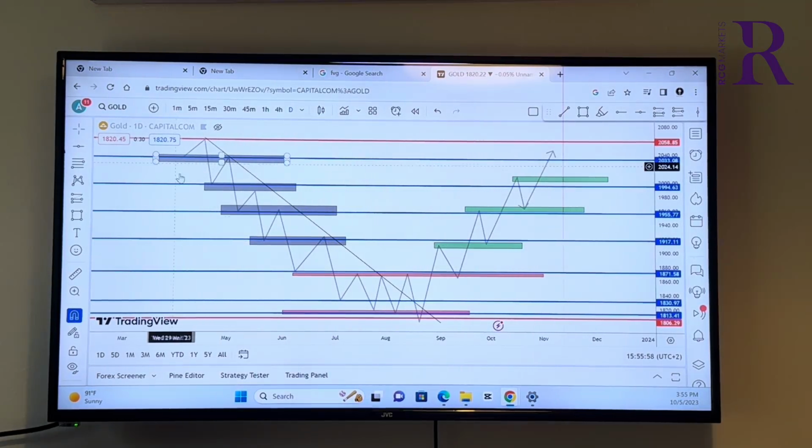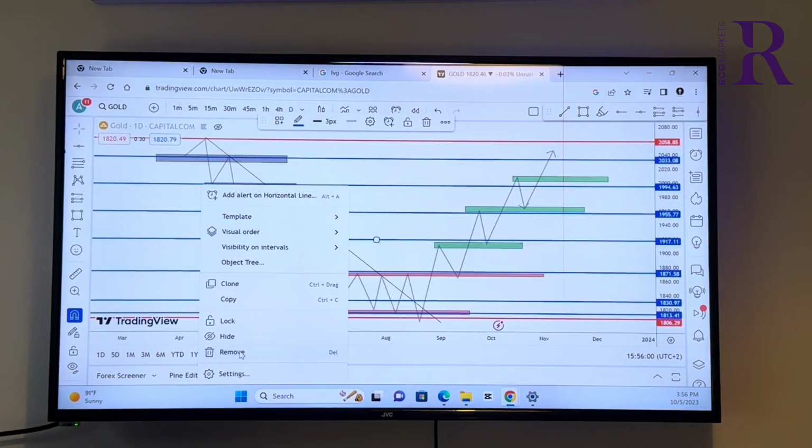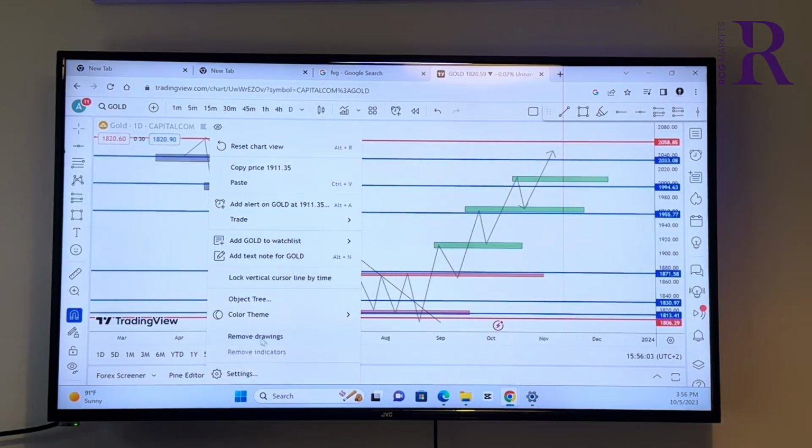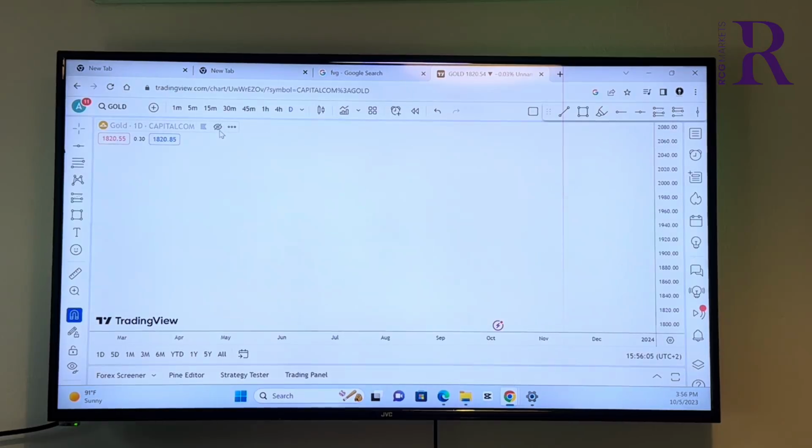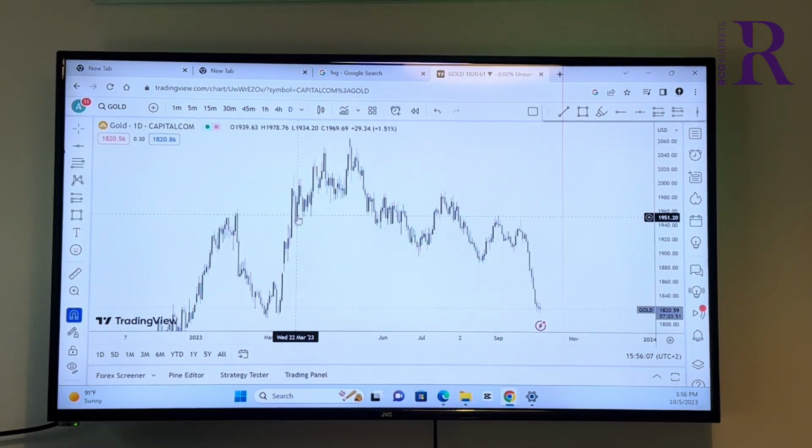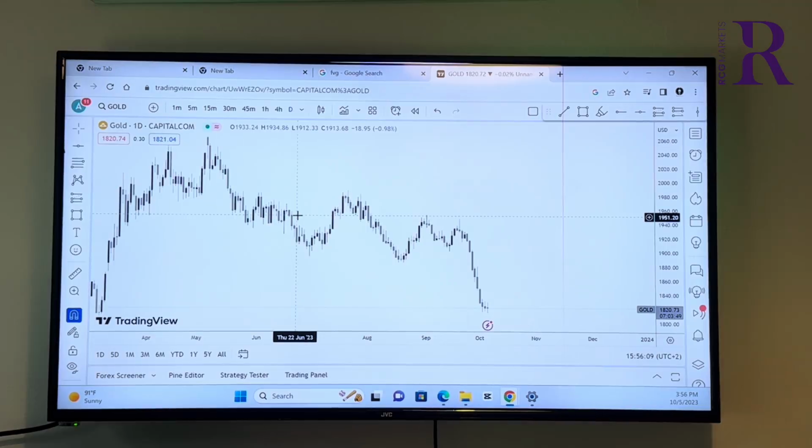But now, let me clear the chart. I'm removing all the analysis, removing drawings, and now let's go straight into gold, because we want to speak about how gold has been moving recently.